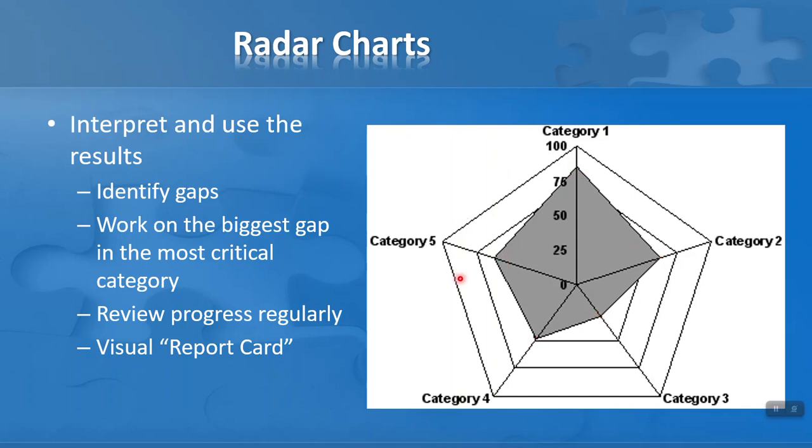So this allows us to identify gaps, and it teaches us to focus on the biggest gap in the most critical category. So that could be category 3 here, where there's a huge gap between actual performance and what the desired performance would be. We want to review our progress regularly over every period of time, and this gives us a nice, neat visual report card. The diagram looks a little bit awkward here, but in our how-to section, we'll teach you how to draw this diagram.